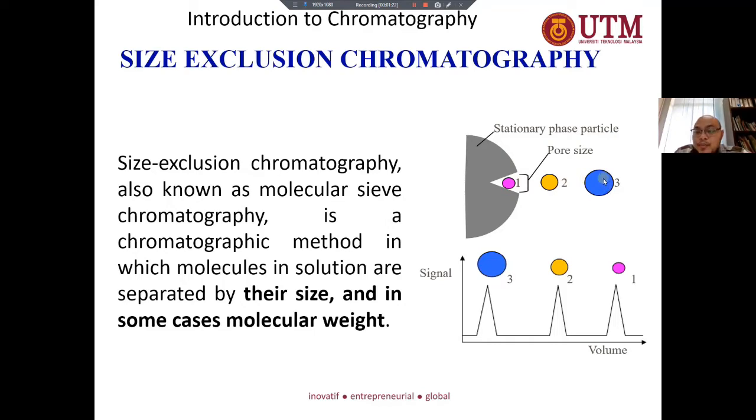If you look over here again, the blue analyte is eluted earlier since it is the biggest among the analytes. The number one, which is the smallest one, will elute much later because it is the smallest among the analytes. It interacts deep inside the pores compared to the others. Therefore, number one has more interaction with the stationary phase compared to the others, especially number three. This is what we call size exclusion chromatography.